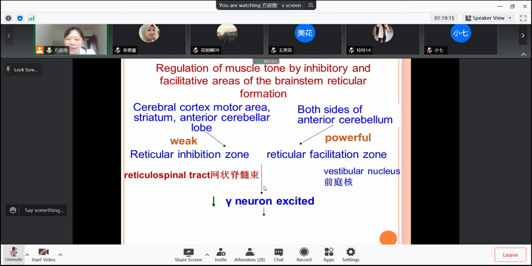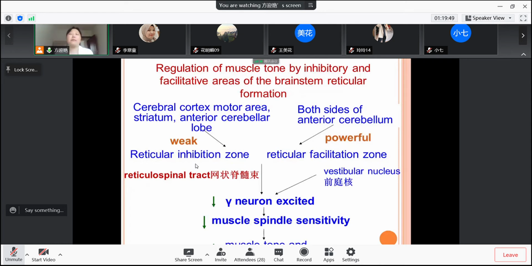The information goes into the spinal cord, where the gamma neurons are excited. Inhibition leads to the gamma neurons being inhibited, while facilitation leads to the gamma neurons being excited. Here muscle spindle sensitivity decreases, muscle tone decreases and muscle movement decreases. That is the inhibition.